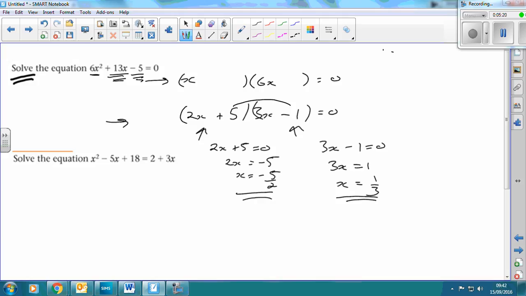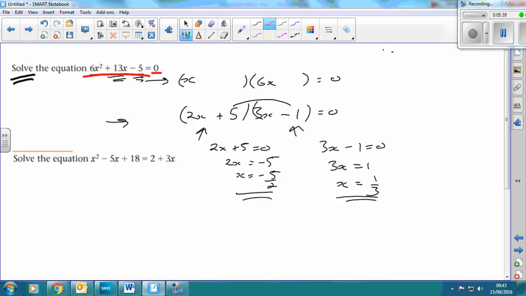And if you've got time and the inclination, you can substitute these values of x back into the original equation here. So 6 lots of minus 5 over 2 squared, work that out, add 13 lots of minus 5 over 2, take away 5, and you should get 0.